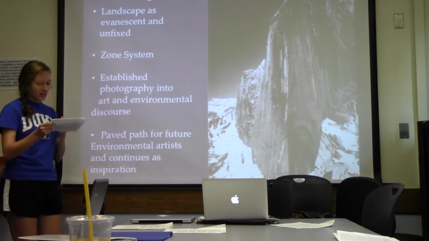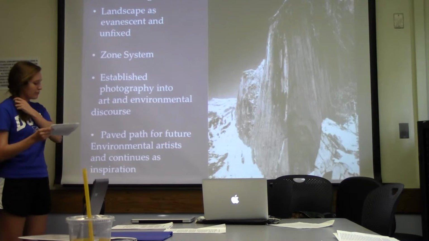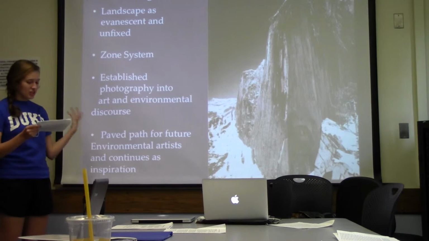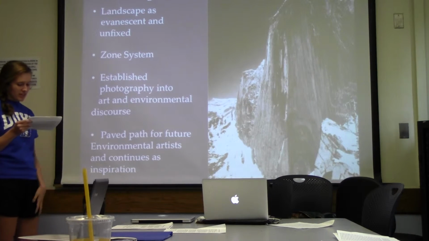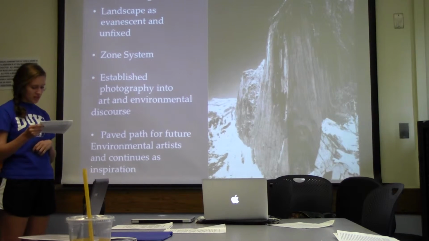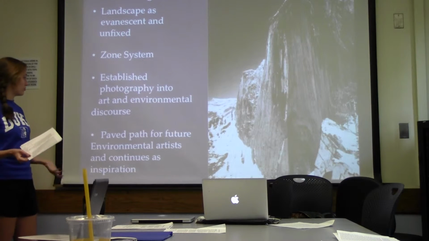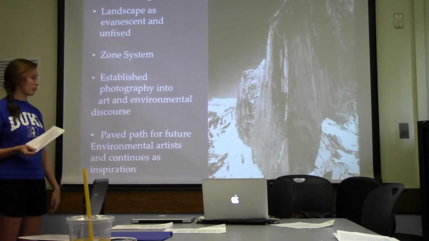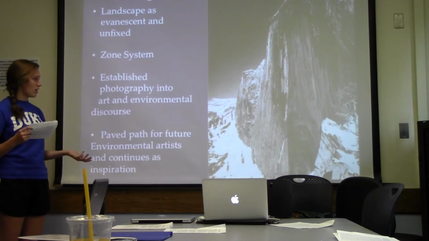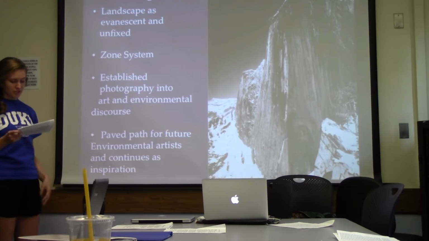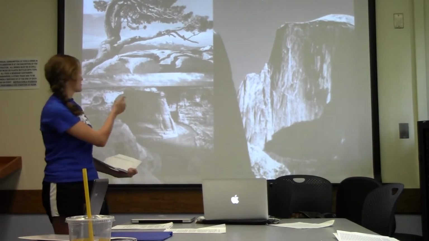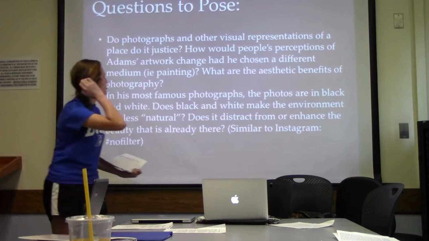And his significance, he looked at the landscape as evanescent and unfixed, which kind of helped people connect with the environment more and see it as just as lively as we are. So, kind of making it more human. And he pioneered a new way of taking photographs called zone systems, which I told you about. And he established photography into environmental and aesthetic discourse, which was very important for inspiring later generations of photographers of places like Yosemite and Yellowstone and other national parks. And these are some more of his photographs. They're really pretty.